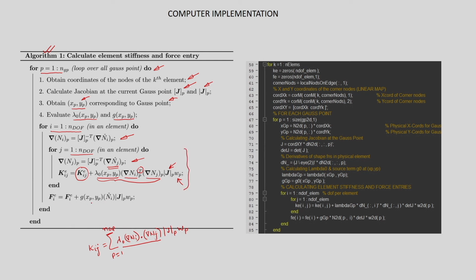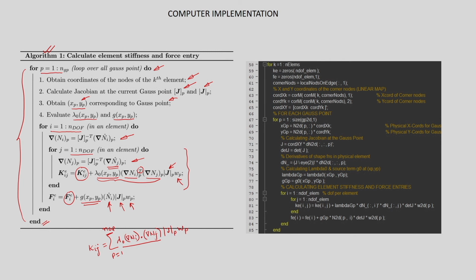Similarly, we evaluate the element force entry. The element force entry Fi is incremented by the heat source term at xp, yp, the value of the shape function Ni, which is the same as Ni hat at the Gauss point, and then similarly the determinant of the Jacobian at p and the weight at Gauss point p. At the end of the loop over p, which ends here, we get the element stiffness matrix and element force vector for element k. So, this is basically taking care of the numerical integration using Gauss quadrature.